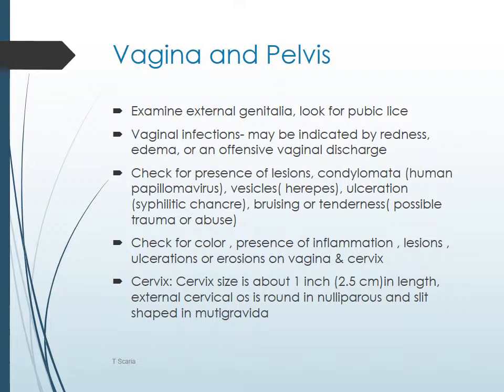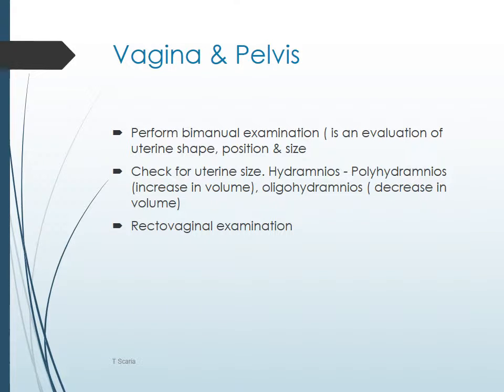The cervix size is about 1 inch in length, and the external cervical os is round in a nulliparous woman, that is a woman who has never been pregnant before, and slit shaped in a multigravida. Perform bimanual examination. It is an evaluation of uterine shape, position, and size. Check for uterine size. Check for hydramnios, which is polyhydramnios, the increase in volume, and oligohydramnios, which is decrease in volume. In your textbook, you will see the term hydramnios, which represents polyhydramnios.